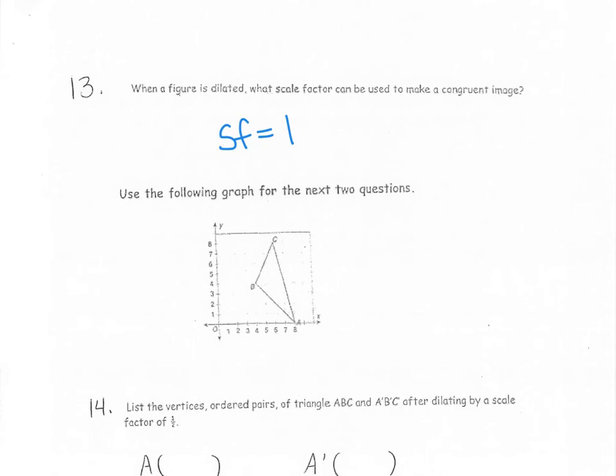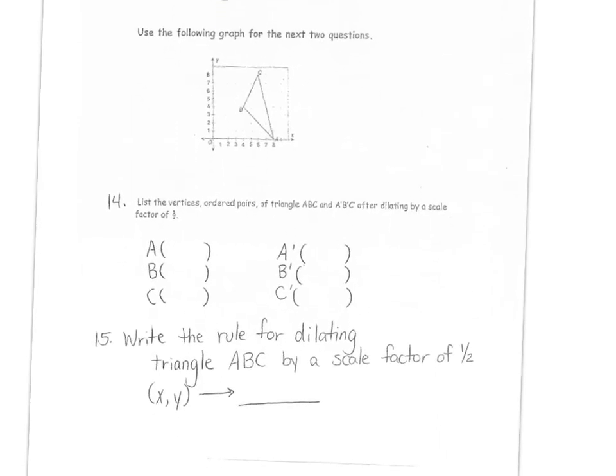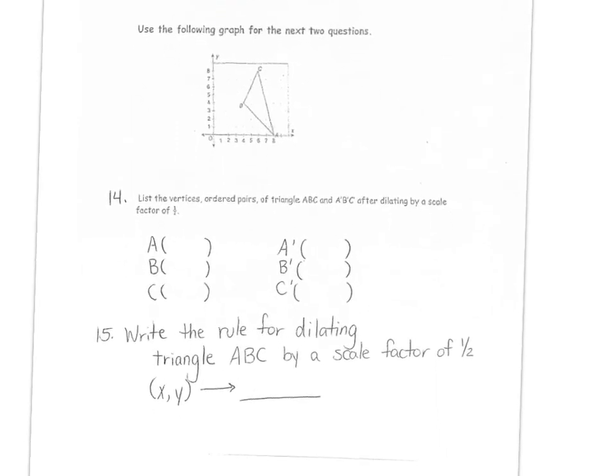This says use the following graph for the next 2 questions. So the first thing it says is list the vertices or the ordered pairs of triangle ABC and A prime, B prime, C prime after dilating by a scale factor of 1/2. So we're going to start with what points are on A, B, and C. So A should be at (8, 0). B is at (4, 4). And C is at (6, 8).